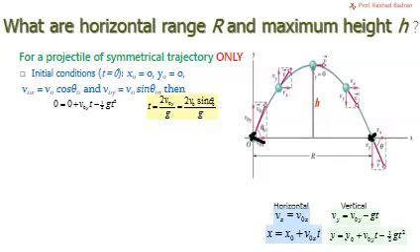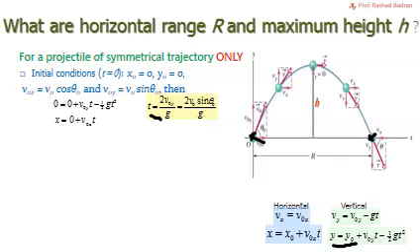If you put delta y equals 0 in this equation, you're going to get 0 equals V naught y t minus half g t squared. This allows us to find the time of flight for the whole trip of the projectile, and that is equal to 2 V naught y divided by the acceleration due to gravity, which is nothing more than 2 V naught sine theta naught by g.